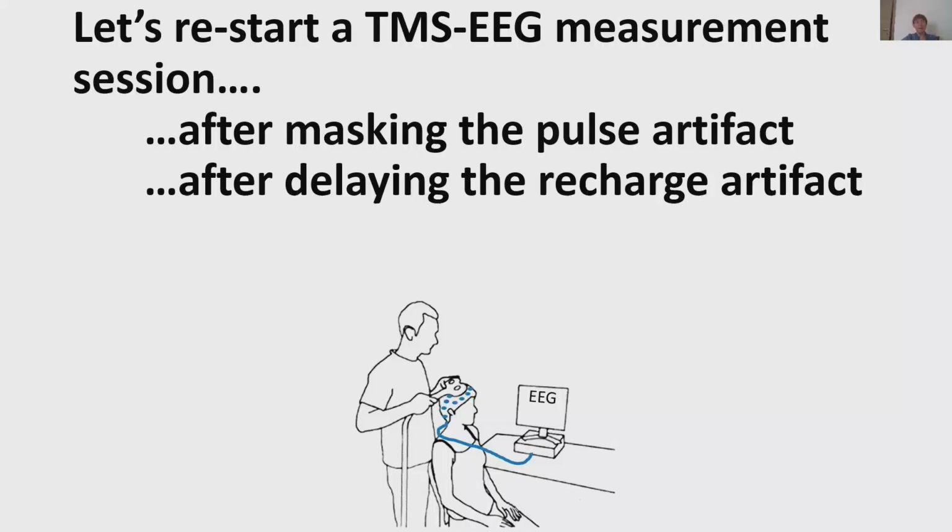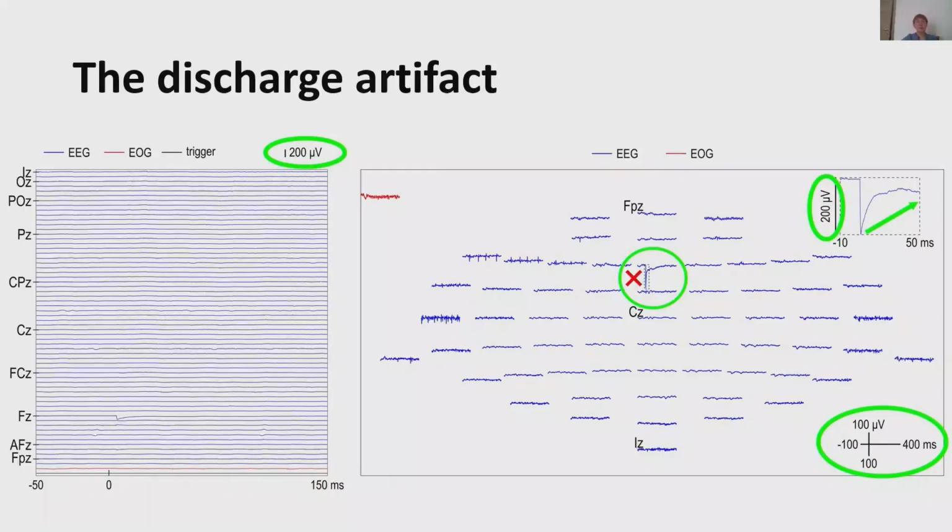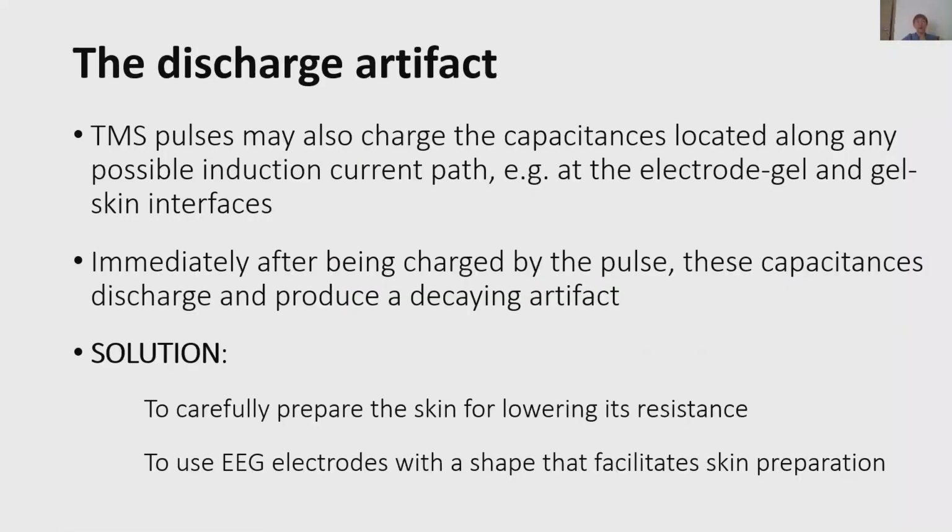After these settings, we may still see an artifact, which is not very big, has a sort of exponential decay waveform lasting a few tenths of milliseconds, and is particularly annoying because it occurs close to the stimulated site. It is the discharge artifact. This artifact is produced by the discharge of capacitances that may appear at the electrode-gel skin interface, and it can be prevented by proper skin preparation.